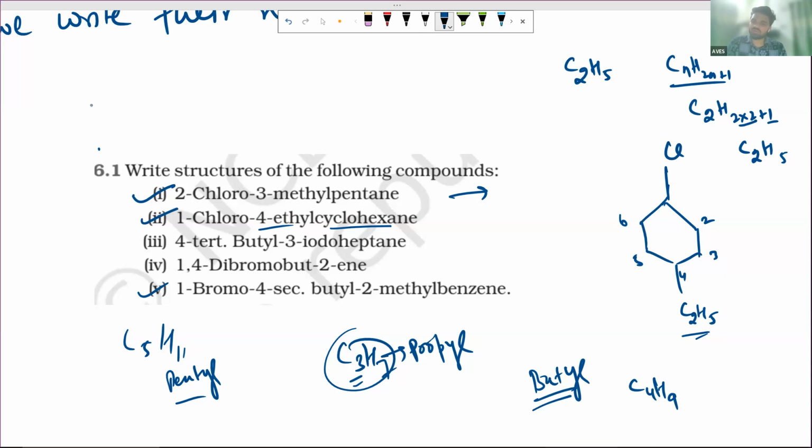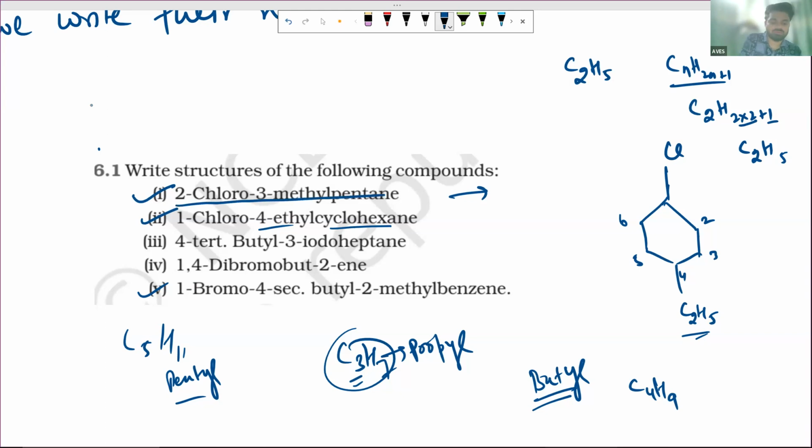Now ethyl, you understood: eth means 2 carbons. Prop means 3 carbons. But means 4 carbons, so butyl has C4H9. Ethyl has C2, double of 2 is 4, and then 1, C2H5. Got it? Yes, sir.